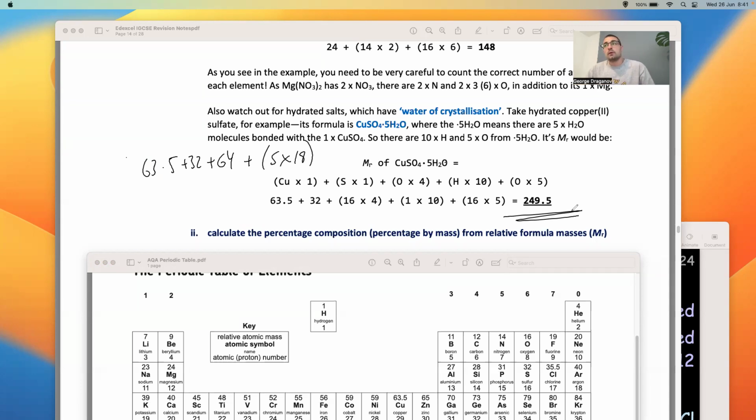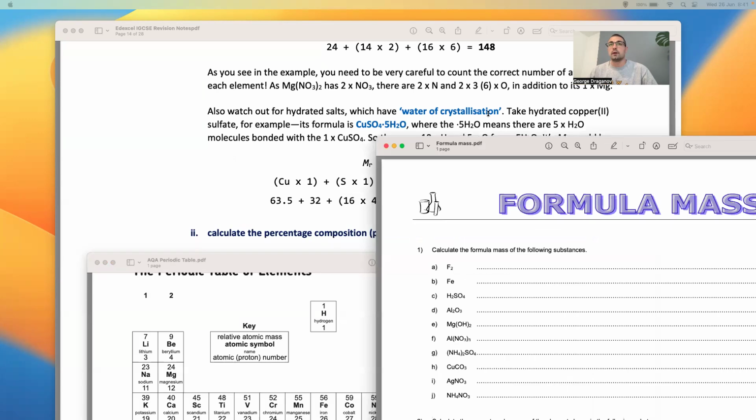You will be surprised that even A-level students will mess up their MR. They'll do one thing wrong. So always triple check these. The best way is to just practice on the worksheet I've attached.